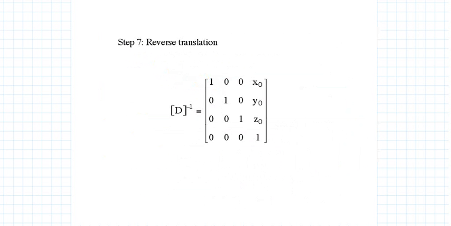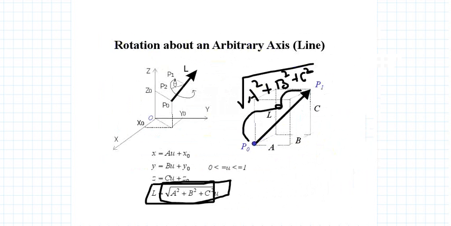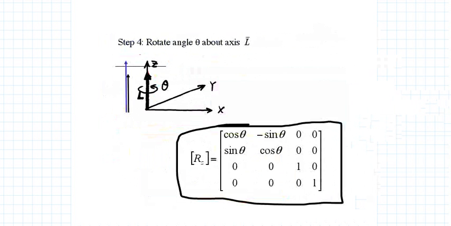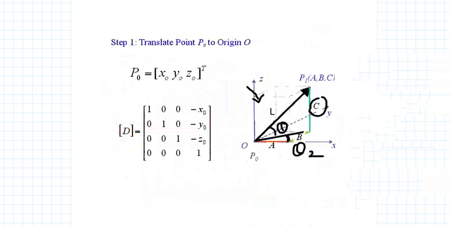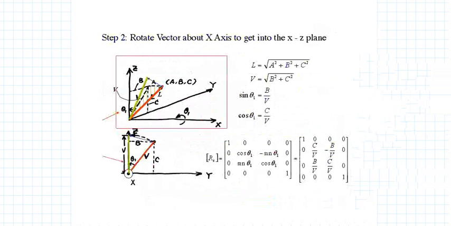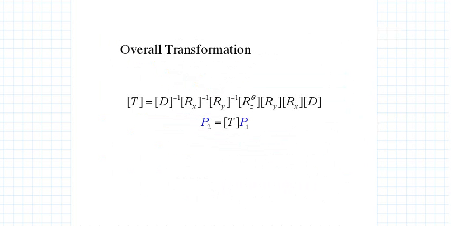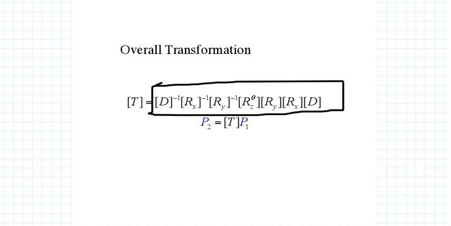So this was the sequence of operations you need to apply if you want to rotate anything with respect to some arbitrary line. Just try to remember the steps, and these mathematical operations are a bit complicated, so give them your thought if you are interested. That was rotation about an arbitrary axis, and here is your complete sequence of operations.